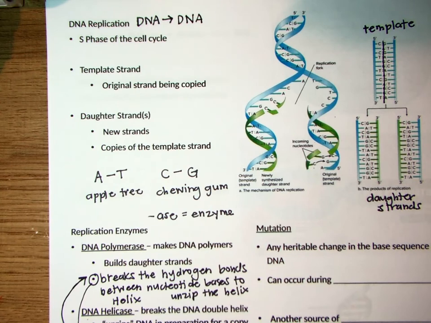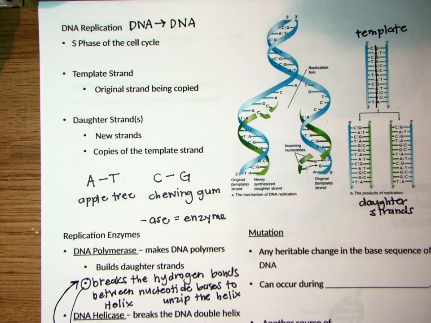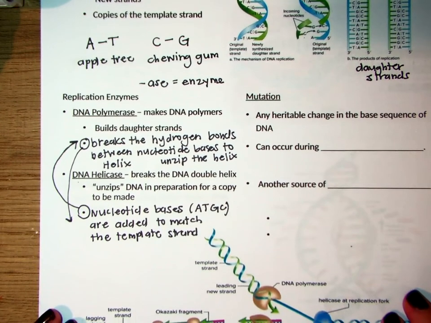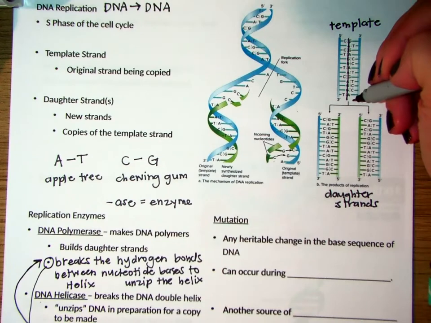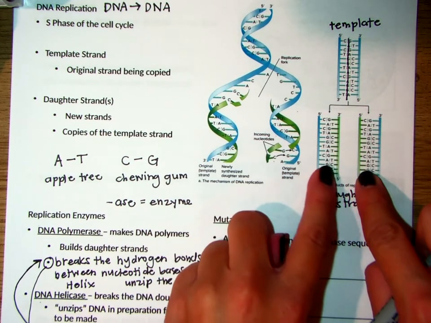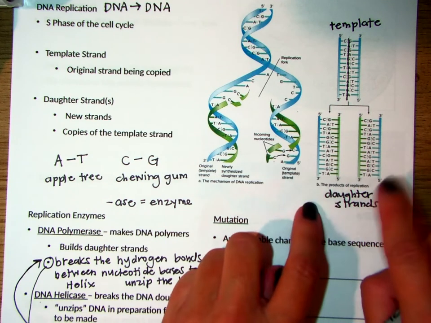So let me just clarify one more time. DNA replication happens during the S phase of the cell cycle. The reasons you would need to replicate your DNA are for mitosis or meiosis. And the enzyme DNA helicase unzips the template strand so that DNA polymerase can come in and build the missing strand. And then you're left with those two daughter strands.